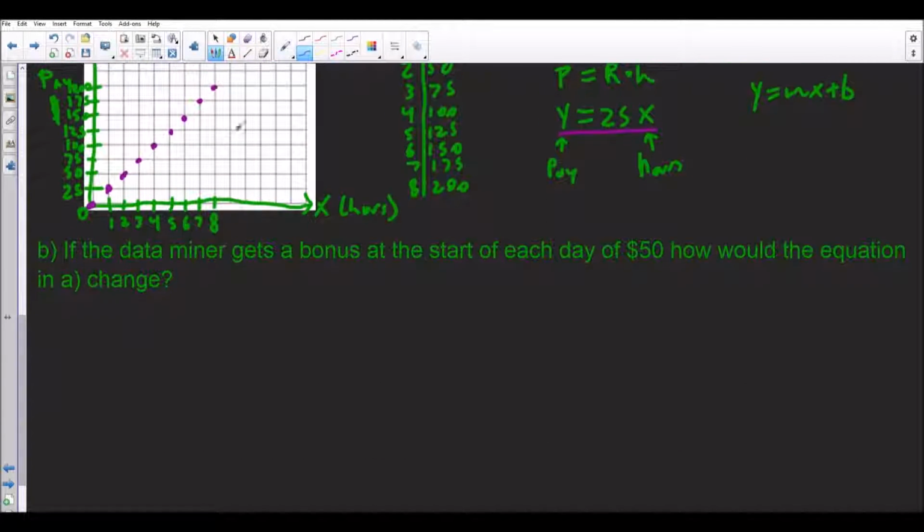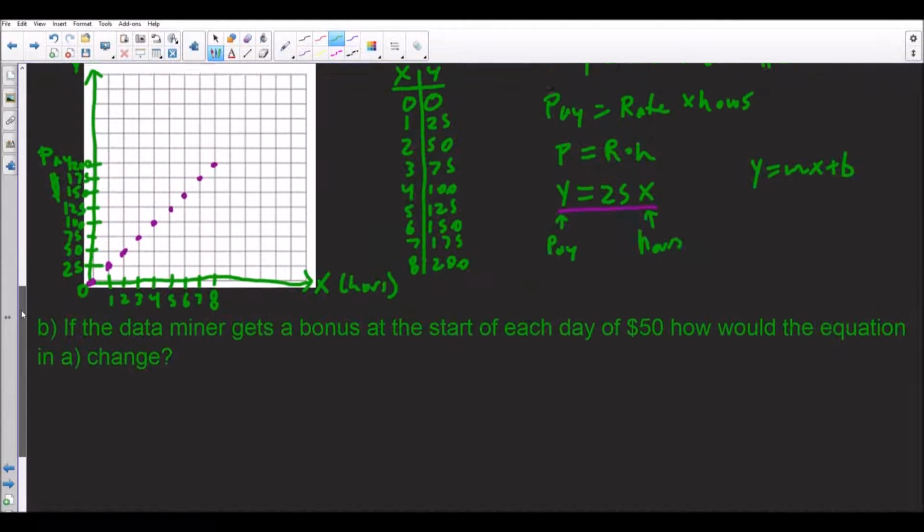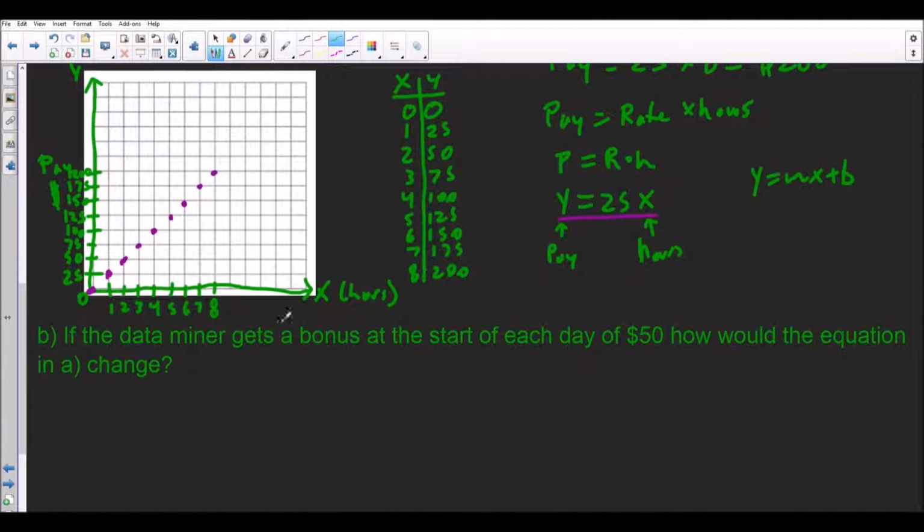So question B is a little bit different. If the data miner gets a bonus at the start of each day of $50, how would the equation in A change? So our equation in A was y is equal to 25x. But that was when they don't get a bonus. If you get the bonus at the start of each day, then all of a sudden, instead of starting at $0, you're going to be starting at $50. So if I show it on the graph here, we're going to be starting at $50. But then after that, we just go up the same.